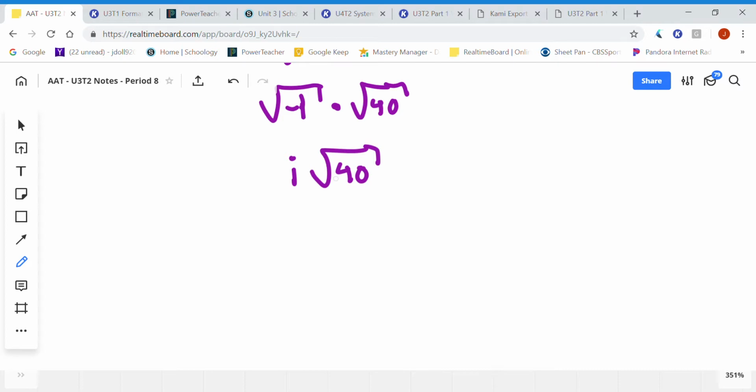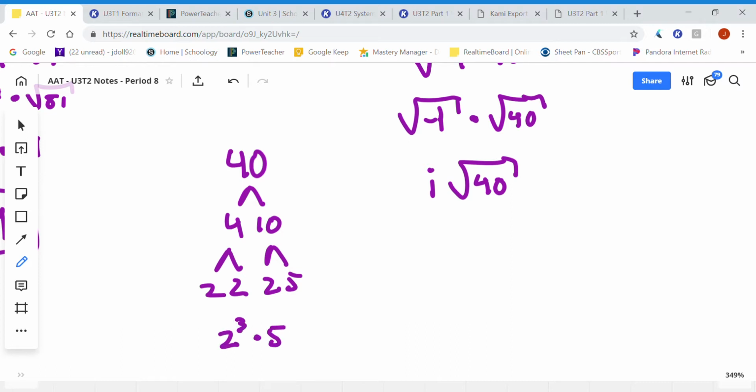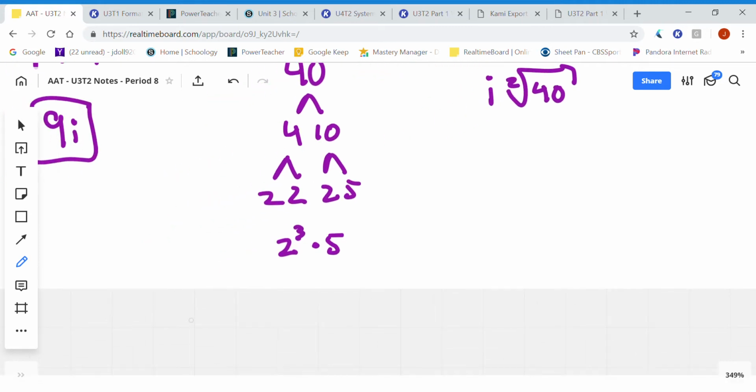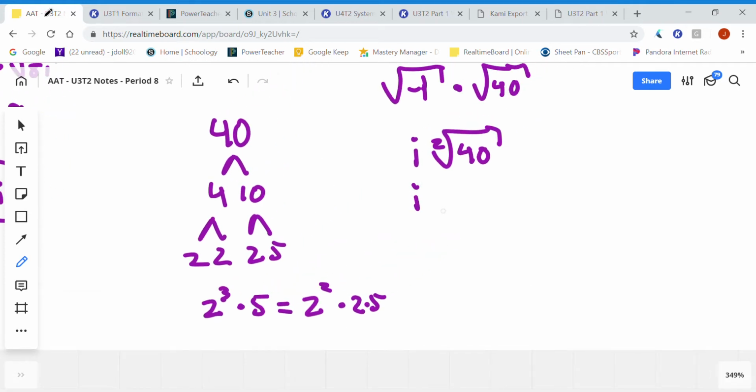Depending on how you learned it in algebra, the square root of 40, we want to break that down into its prime factorization. So the way I showed it last year was we break 40 into 4 times 10. We can do 2 times 2 and 2 times 5. And if I write this, it's 2 to the 3rd times 5. Right now, since I have a root of 2, what I'm looking for is squares here. So I can write this as 2 squared times 2 times 5 underneath that radical. So I can write this as i times the square root of 2 squared times 2 times 5.